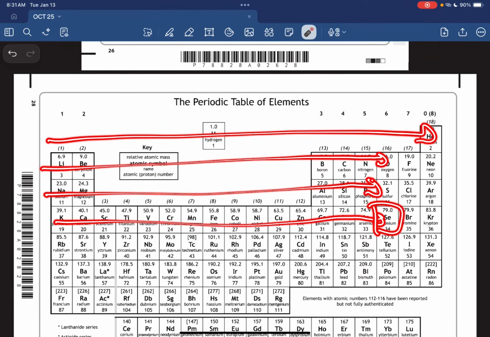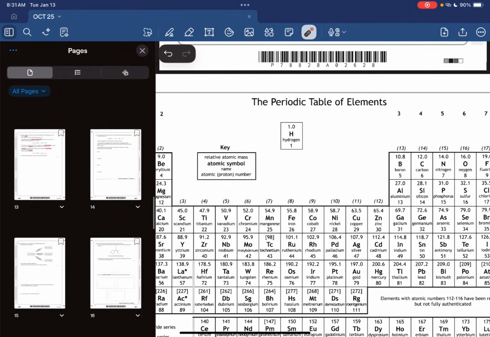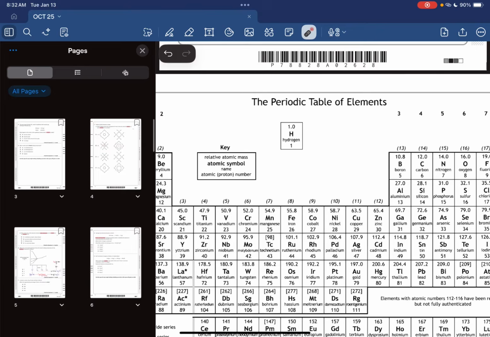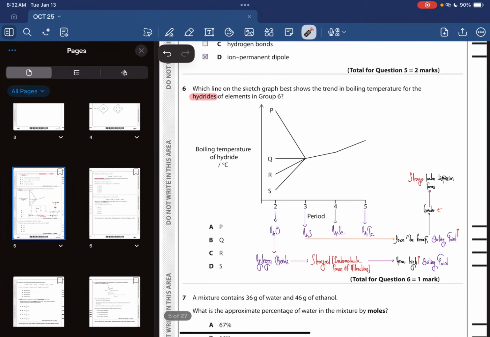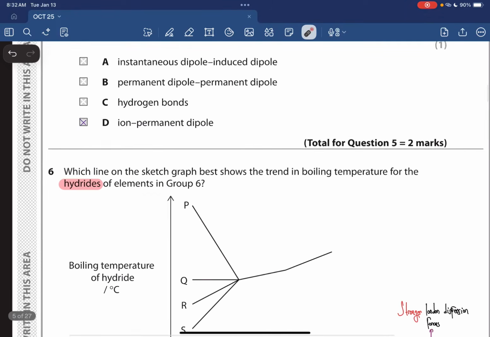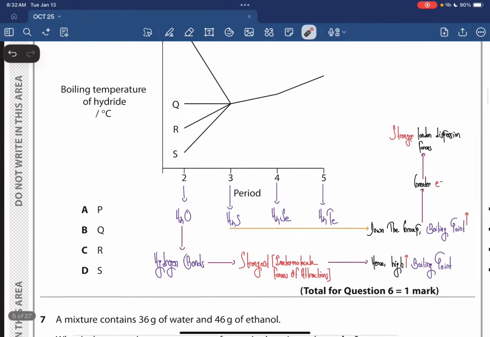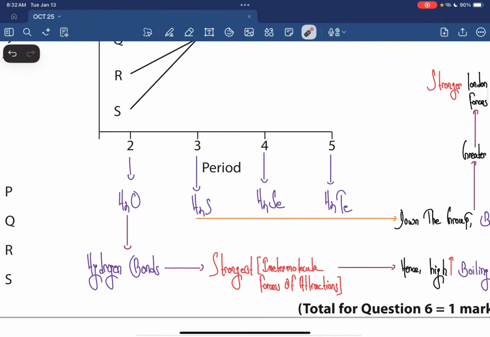What they are doing is representing these elements of group 6 in a different way to confuse you, okay? But you are not to get confused. So yeah, they're doing nothing but trying to confuse you, right? It shows the trend in boiling temperature for these group 6 elements, okay? So this is going to be H2O, this is going to be H2S, this is going to be H2Se, this is going to be H2Te, right? Period 2, 3, 4, 5.